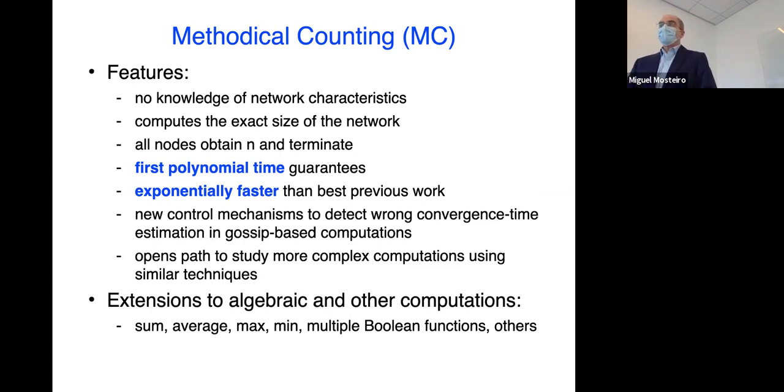So one main novelty of the algorithm is that we included some control mechanisms to detect, on the fly, that the convergence time estimation is wrong. And that is, of course, of paramount importance for counting because we don't know it. We also think that it opens the path to study more complex computations using similar techniques. Indeed, now we already have 2 papers accepted, one on leader election and another one on network consensus. And basically, this is building upon this initial work.